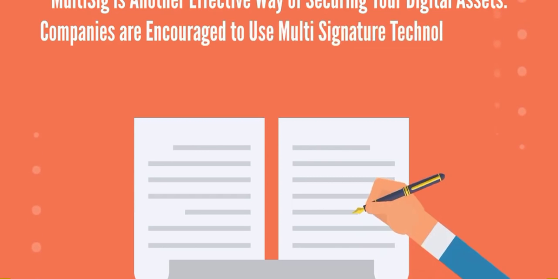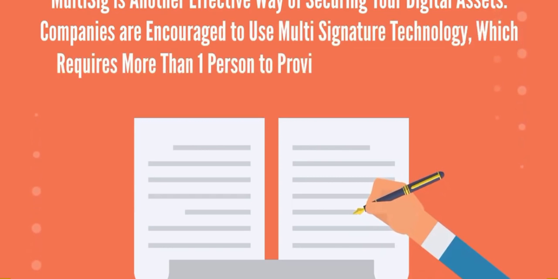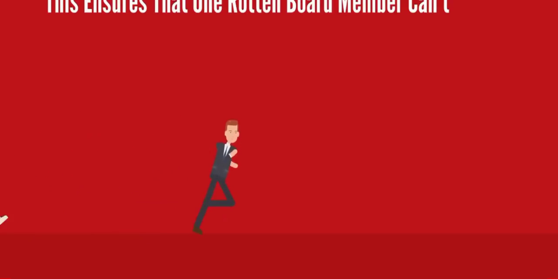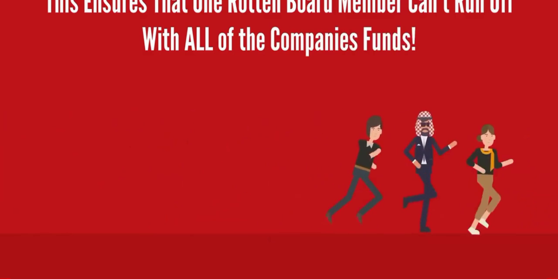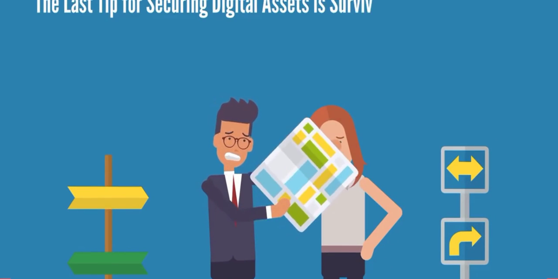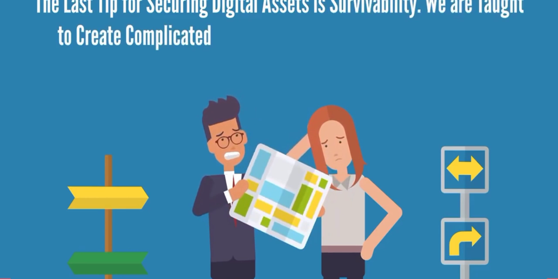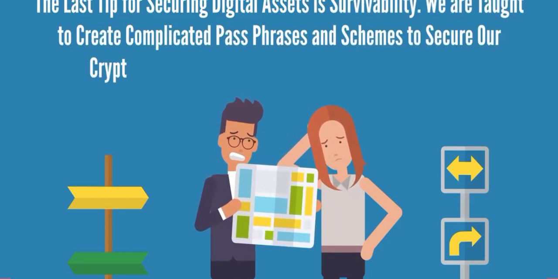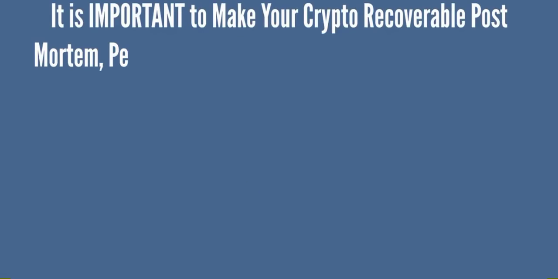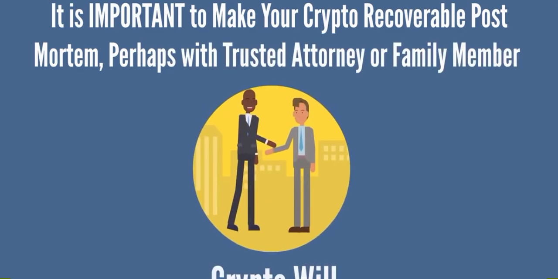Companies are encouraged to use multi-signature technology, which requires more than one person to provide a private key in order to access digital assets. This ensures that one rotten board member can't run off with all of the company's funds. The last tip for securing digital assets is survivability. We are taught to create complicated passphrases and schemes to secure our crypto, but what happens if we pass away suddenly? It's important to make your crypto recoverable post-mortem, perhaps with a trusted attorney or family member.